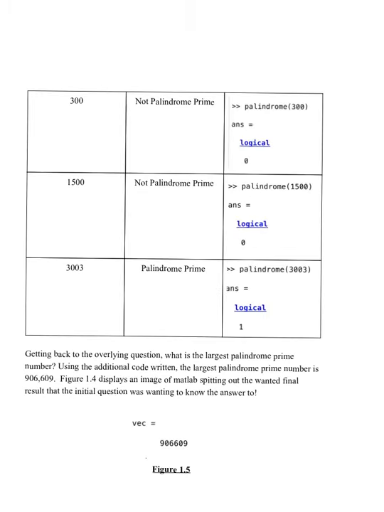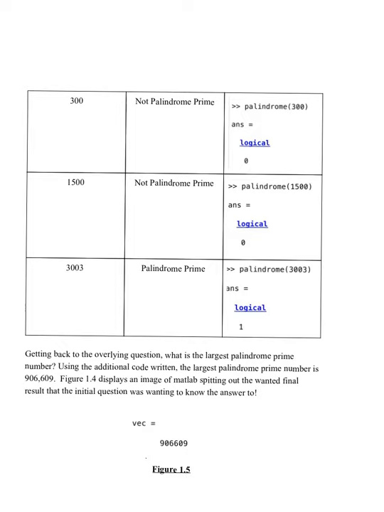If we take a look over here at this part of the table, right, we plug in 300, our intuitive guess is that it's not a palindrome prime. And of course, the computer tells us it is certainly not a palindrome prime. 1500, right, we can look at that and tell that is not the same number backwards and forwards, right? So it's obviously intuitively not a palindrome prime, and of course we see that the computer tells us that exact result. And 3003, it looks like it's a palindrome prime the way it's written, so let's test it and see if it is, and of course the computer tells us that it is.